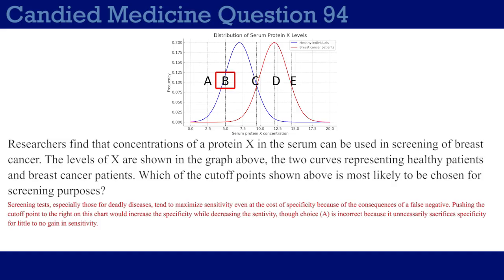USMLE usually won't test you on confirmatory tests in that way because it's a little bit harder to have a one-size-fits-all kind of answer to that, because it's always a give and take with specificity and sensitivity. But in the case of screening tests, we're pretty consistent on saying, look, we want to maximize sensitivity.